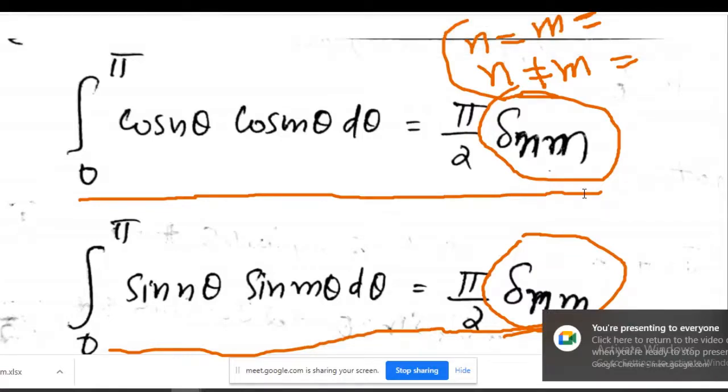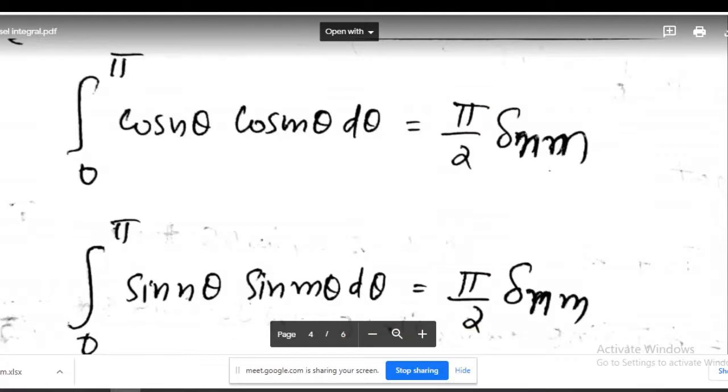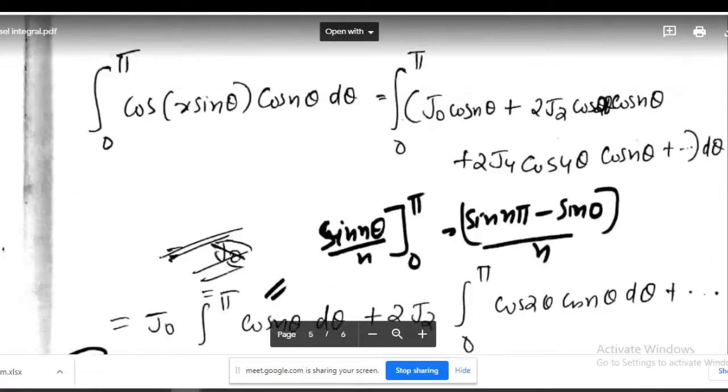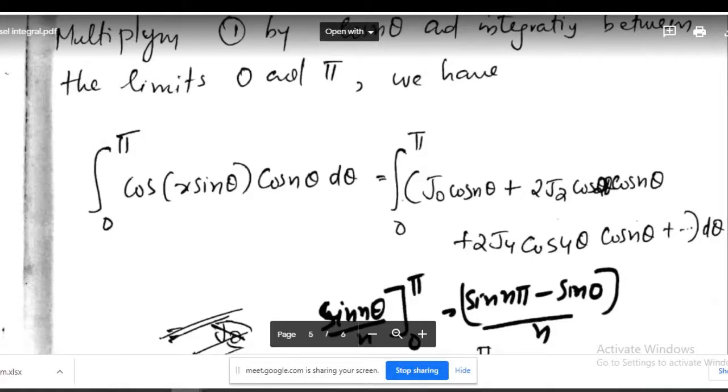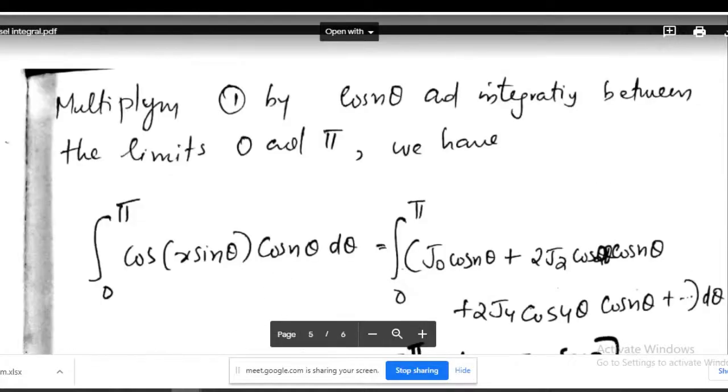Yes, n equal to m, it is 1. For n not equal to m, 0. Why are others silent? Why do others remain silent? Okay, so this is the delta n m. When n equal to m, its value is 1. When n not equal to m, its value is 0.